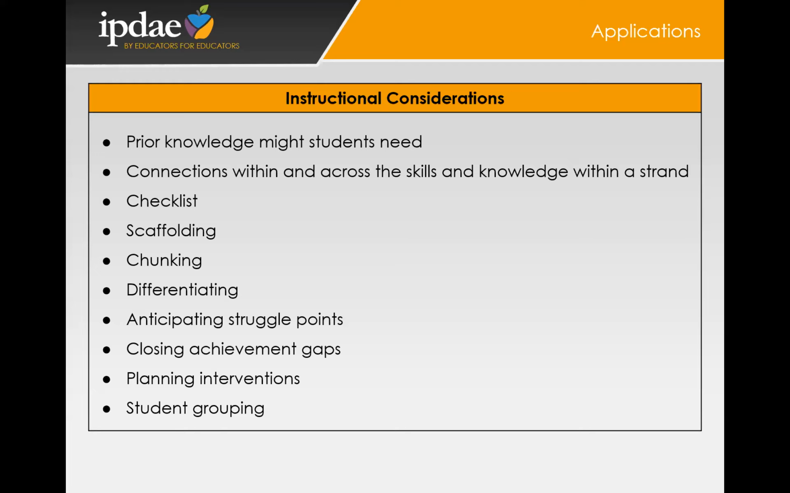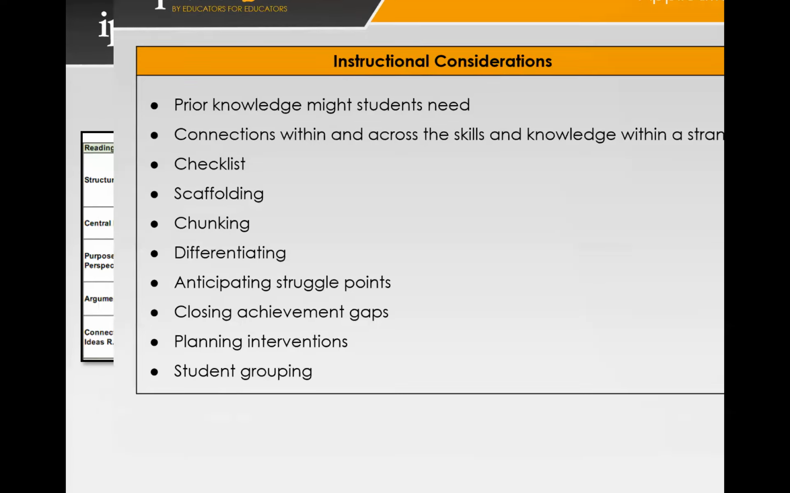And you can prepare for those struggle points. Really, closing the achievement gap is the goal of the matrix. It's allowing the students to take ownership for their learning, to be able to monitor and track their learning. It also allows the teacher to plan interventions as needed because they can clearly see that in the matrix, and then also student grouping. So if you don't understand how these instructional considerations are playing out, I'm going to show you some examples of how I've been using the matrix.